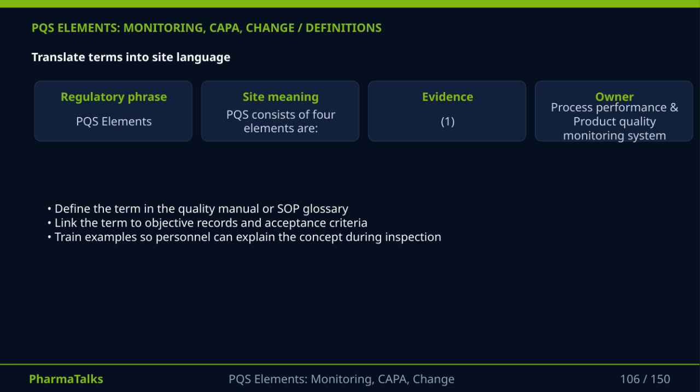The PQS essentially consists of four elements. One crucial element is the process performance and product quality monitoring system, which helps us track how well processes are performing and whether the product quality meets the set standards. Ownership is another vital part, meaning that specific individuals or teams are accountable for these processes. Evidence supporting these activities must be maintained to demonstrate compliance and effectiveness.